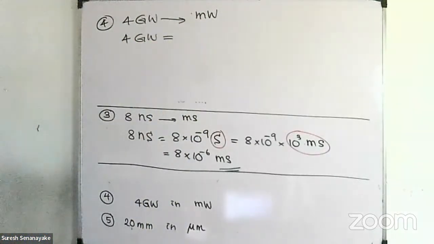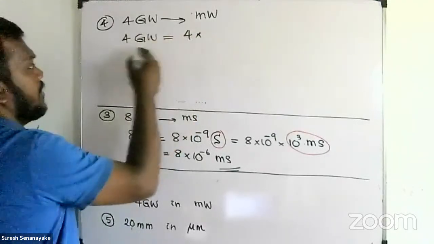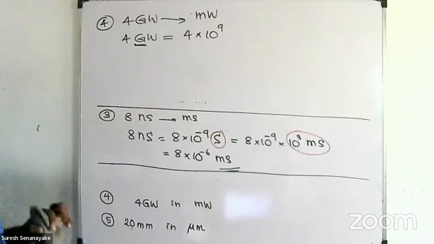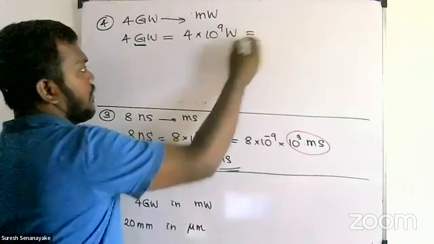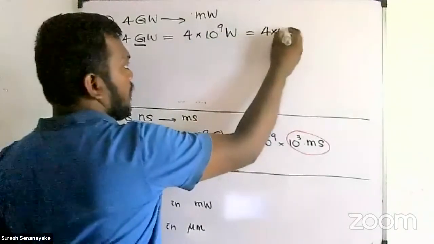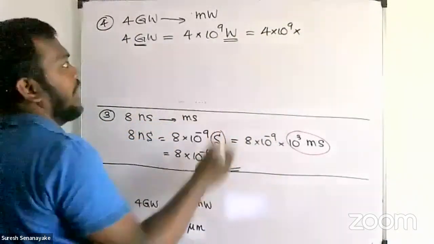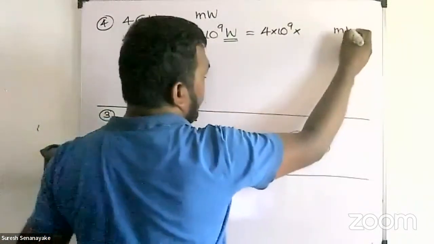Giga, right? Giga means G means 10 to the 9. That's it. 10 to the 9 watts. The watts you can write. This is milliwatt here. You need to convert it to the milliwatts.